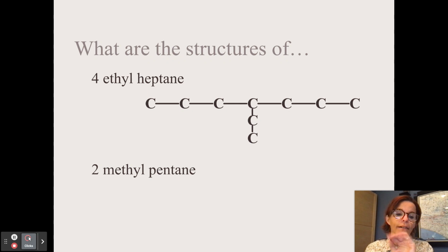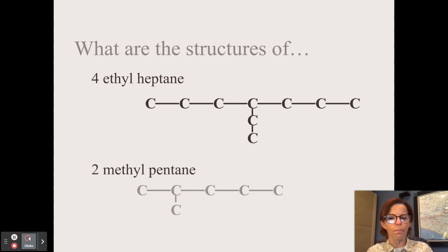All right, let's try 2-methyl pentane. Okay, pentane is 5. So I'm going to go 1, 2, 3, 4, 5. On the second carbon, I'm going to put a methyl group. And the methyl group, remember, is just 1 carbon. Meth means 1 in this case.